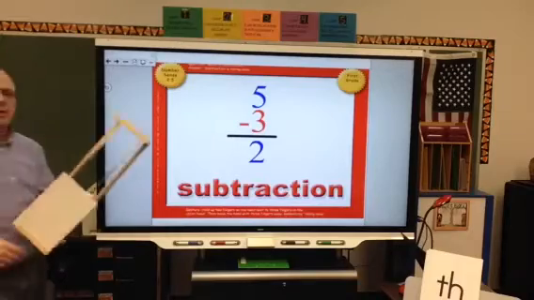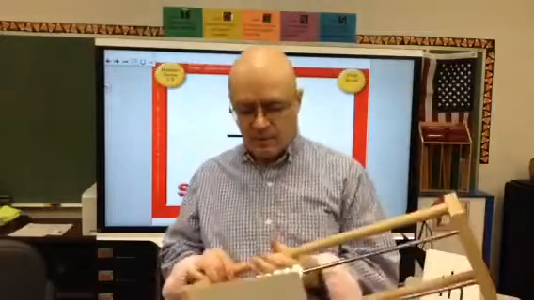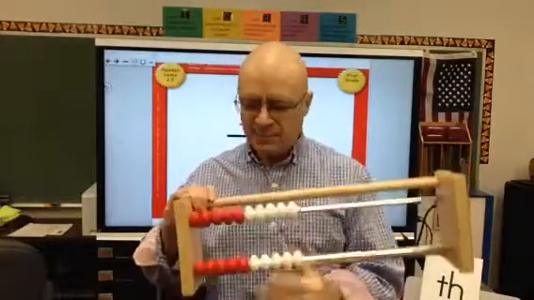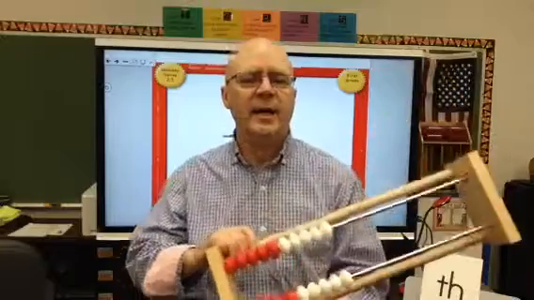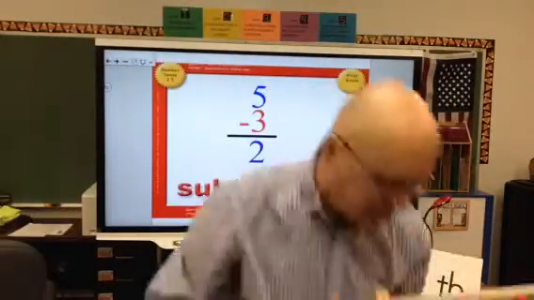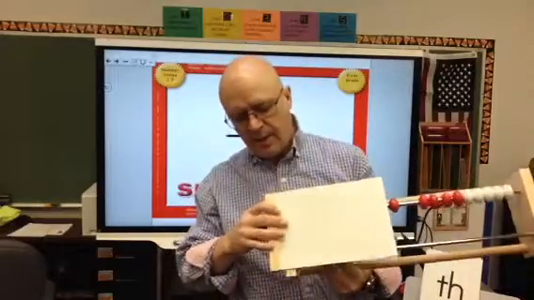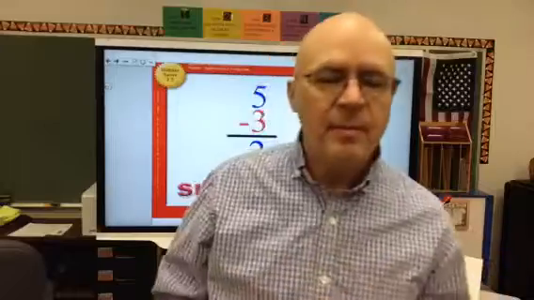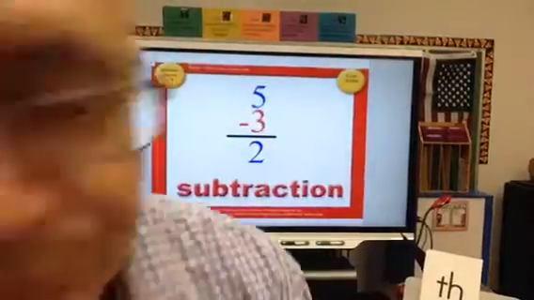We're going to use this thing here today a little bit. This is called an abacus, or a rekenrek. Some teachers call it a rekenrek. I just call it an abacus. We're going to use this a little bit today to talk about subtraction.